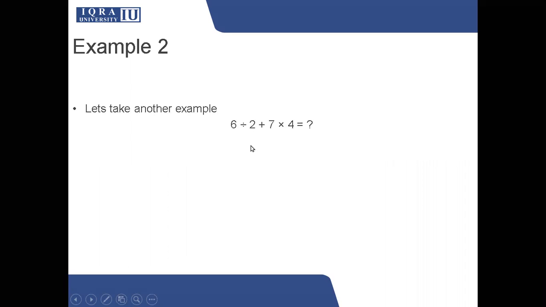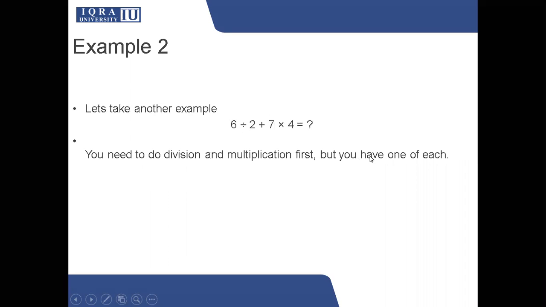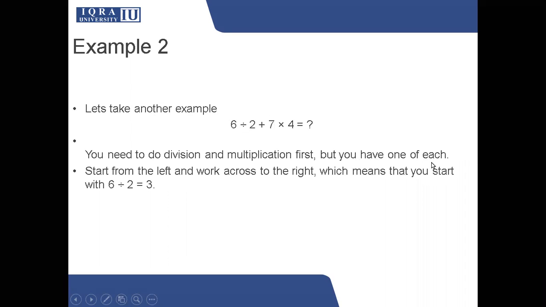In this case, right over here, let's see. Brackets, there are no brackets, so we'll skip that. Orders, there are no orders here as well, we'll skip that too. Division and multiplication, so we're supposed to divide and also multiply. You need to do division and multiplication first, but you have one of each. So start from the left and work across to the right, which means 6 divided by 2, we get 3 over here.